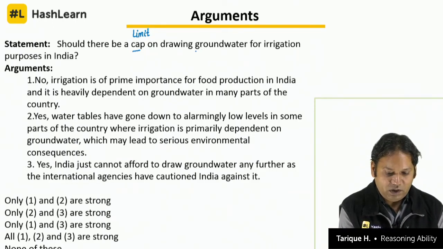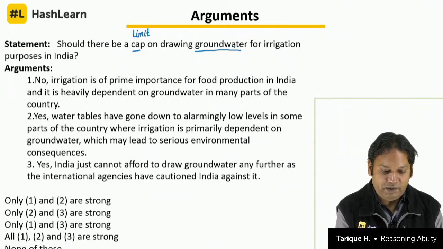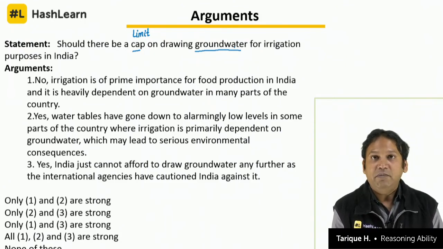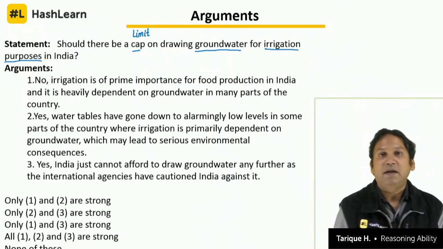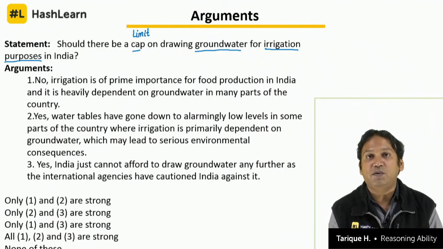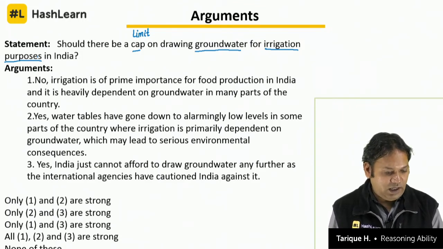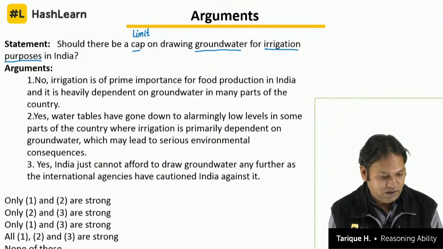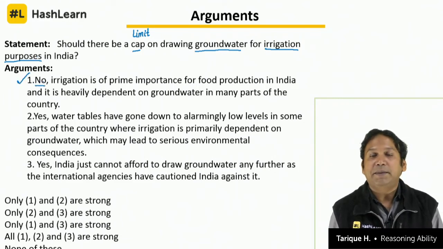Again, groundwater, another important keyword here. Focus on the keywords. Okay, limit on groundwater, but not for everything, for irrigation purposes in India. Should there be a restriction on how much groundwater can be used by a farmer for irrigation purpose? Clear? Now let's look at the arguments 1, 2 and 3 here. The first one says no, clearly opposes it, so one test it qualifies.